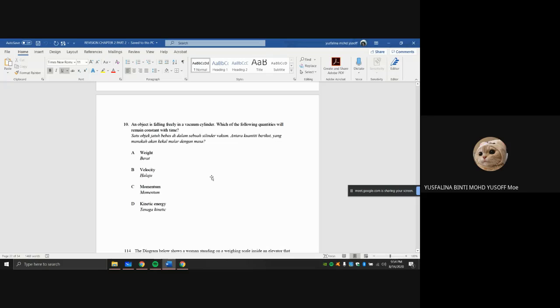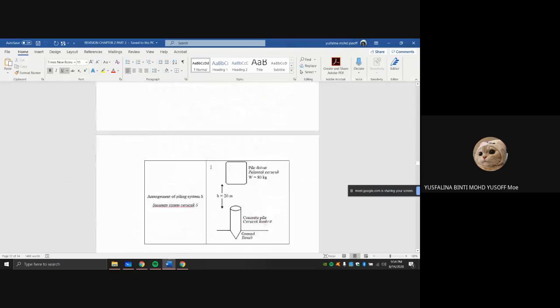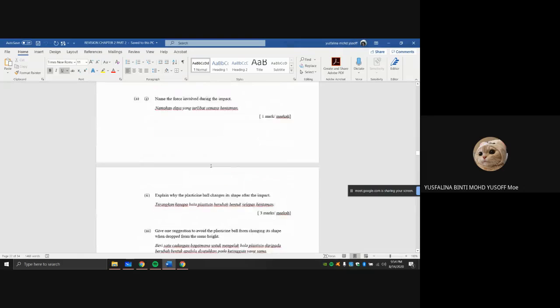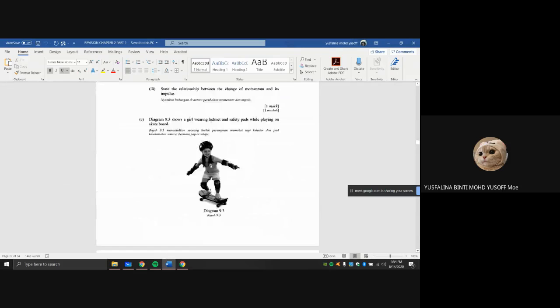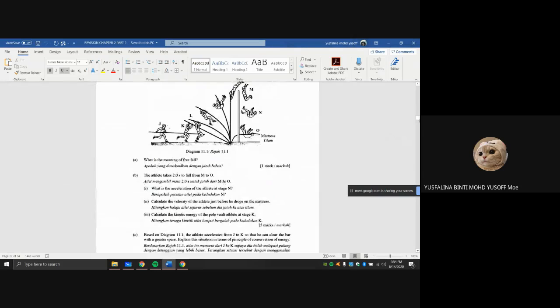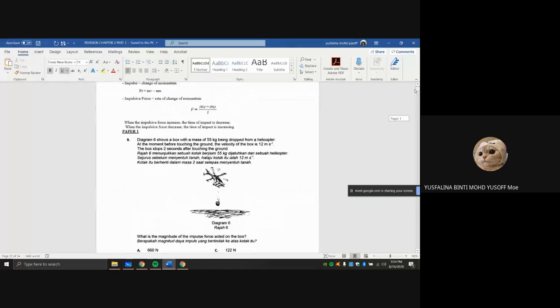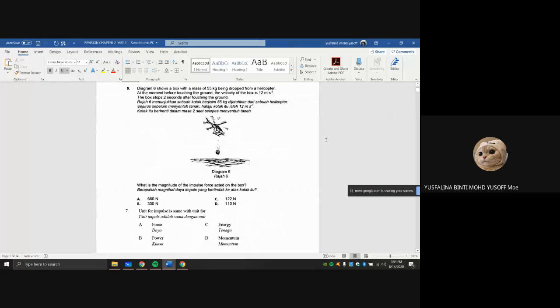Since we still have time, like 30 minutes, let's try the questions first for impulse and impulsive force. Okay, try the objective part for this one.